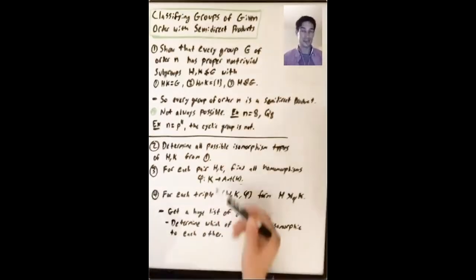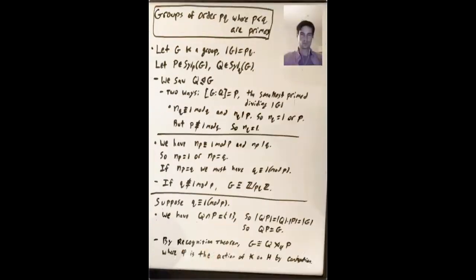OK, so the next thing that we want to do in this video is show how to carry out this process when n is equal to p times q, where p and q are two primes and p is less than q. In the rest of this video, we'll talk about classifying groups of order p times q, where p less than q are primes. And first, I want to review a little bit about what we know from using the Sylow theorem.